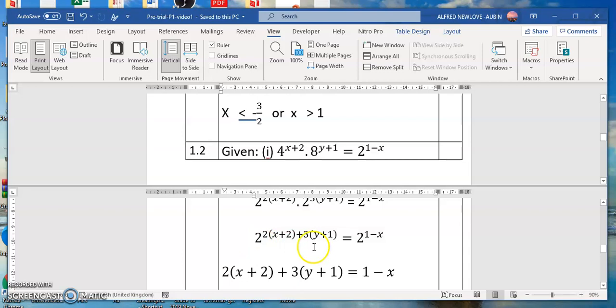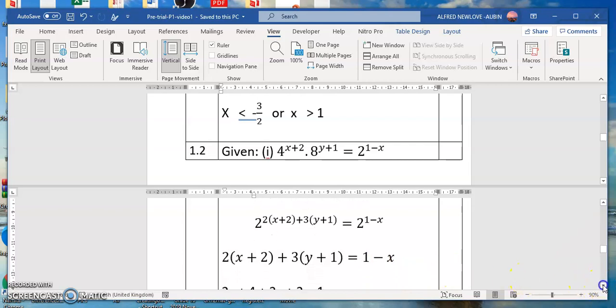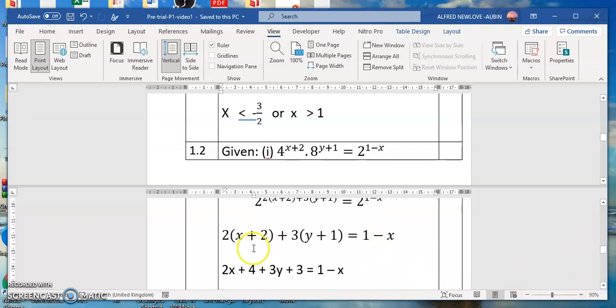Then, since the bases are equal, it means the exponents are also equal. So you equate the exponent. So 2 into bracket x plus 2, plus 3 into bracket y plus 1, should be equal to 1 minus x. Then we are going to expand. So 2 times x is going to give us 2x. 2 times 2 is going to give us 4. 3 times y is going to give us 3y. 3 times 1 is going to give us 3.